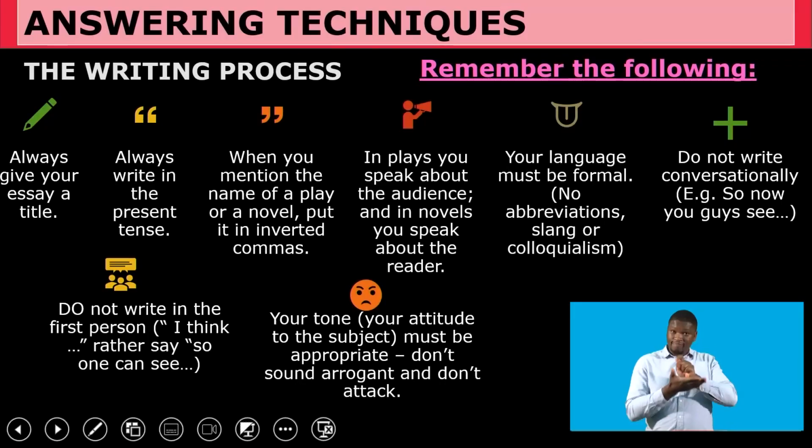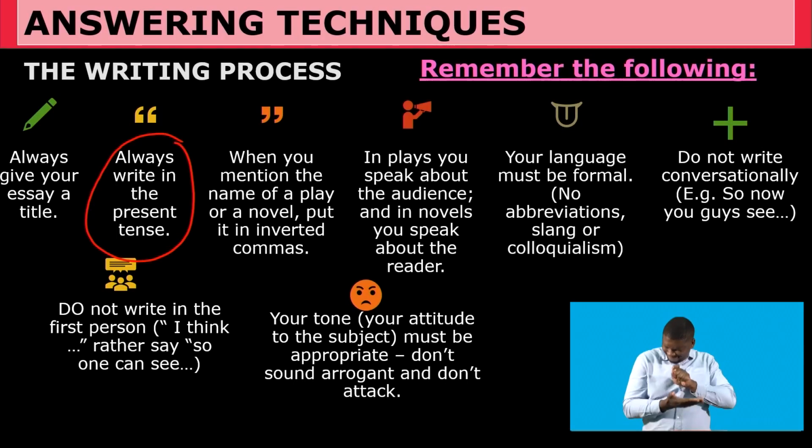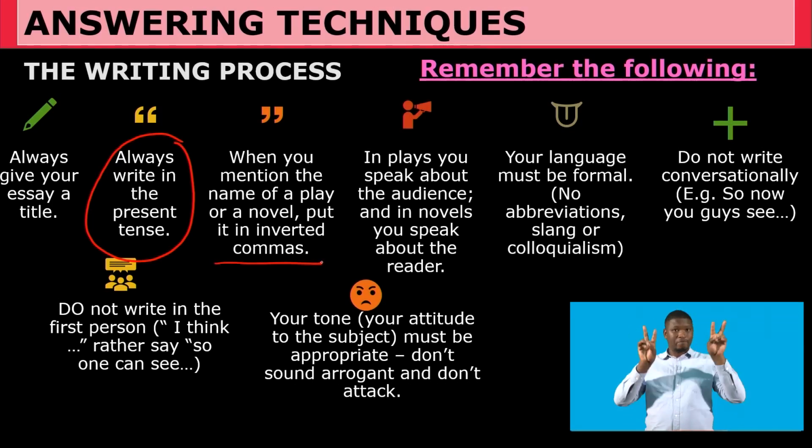Now, remember the following in the writing process. Always give your essay a title. Always write in the present tense. This is crucial for the literary essay. You must write in the present tense. When you mention the name of the play or novel, put it in inverted commas. Unfortunately, you do not have italics when you write, so ensure that you use the inverted commas.